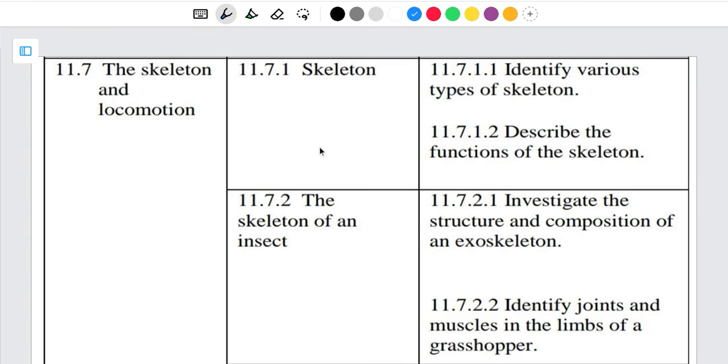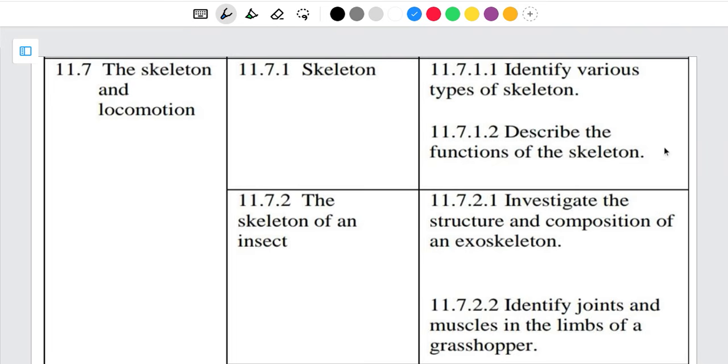Talk of the kidney, on top of the kidney we have the adrenal gland. Also the kidney secretes hormones like thrombopoietin, all those things you have to know. Then under skeleton and locomotion, you have to identify various types of skeletons, like the hydrostatic skeleton. We also have the exoskeleton. We also have the endoskeleton. You have to describe the function of the skeleton.